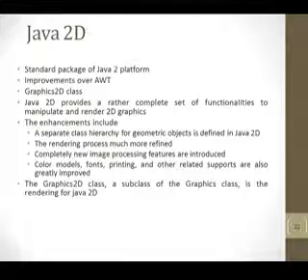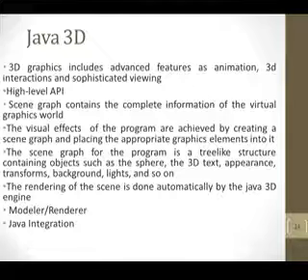So the visual effects of the program are achieved by creating a scene graph and placing the appropriate graphics elements into it. The scene graph for the program is a tree-like structure containing objects such as the sphere, the 3D text, appearance, transformation, backgrounds, and light. The rendering of the scene is done automatically by the Java 3D engine. So the concept and technique of programming Java 3D with scene graphs will be introduced in the later chapters. We will see the modular renderer and how we can integrate Java in graphics.